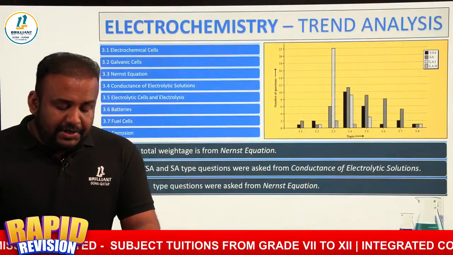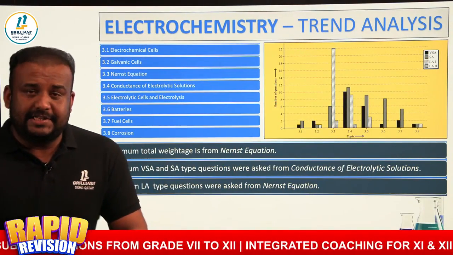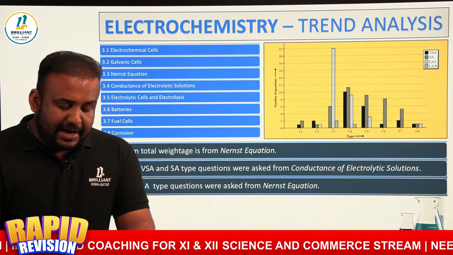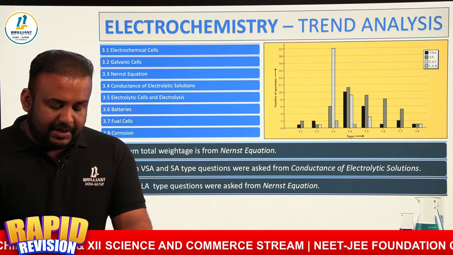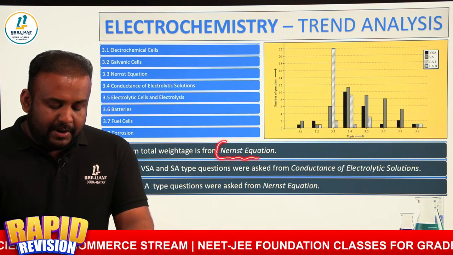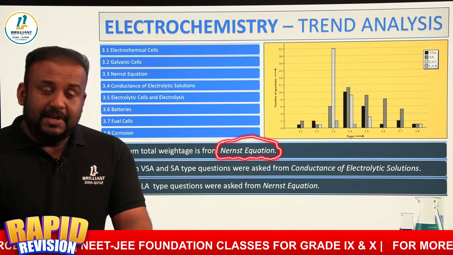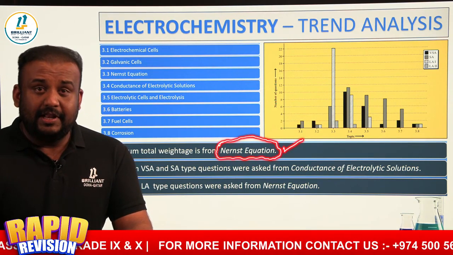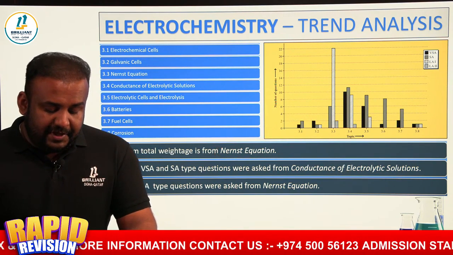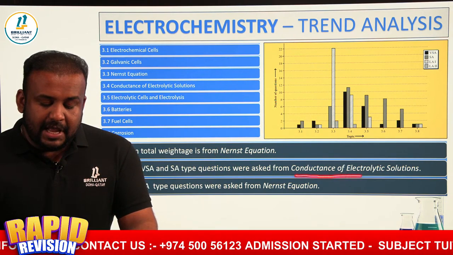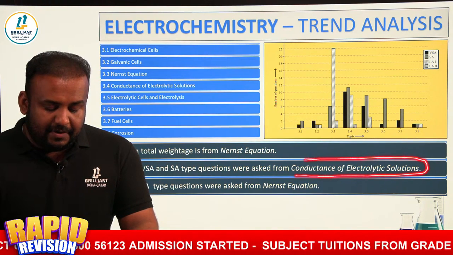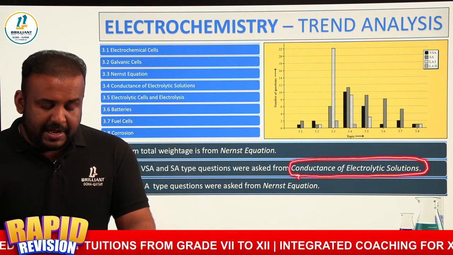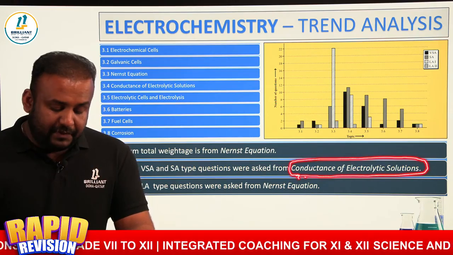Now, going to the next chapter, electrochemistry. Again, coming to electrochemistry, you can see that the maximum weightage of questions came from the Nernst equation. So this is the topic that you need to focus on more in the last minute. Then a few short answer questions were asked from the conductance-related topic of electrolytes, which is again a very important topic where you have a lot of formulas to remember, and all of you need to do a quick recap of those formulas.